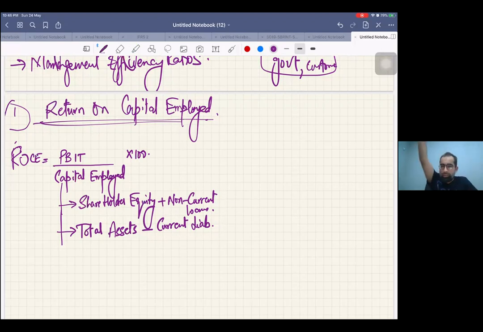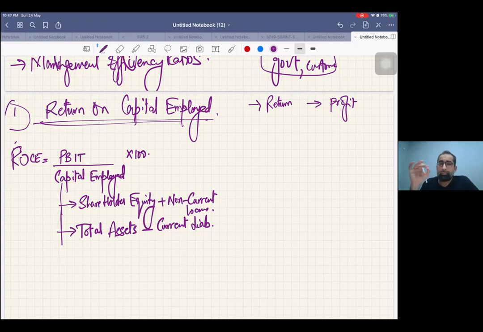Now, my first question is, what is the difference between return and profit? A very basic thing, return and profit. Return is always obtained from investment and profit is on sales. Don't forget, I repeat, return we always get on investment. When we invest, we get return, and the profit is computed on sales. We get profit when we do sales, right? Okay, so these are the basic terminologies.